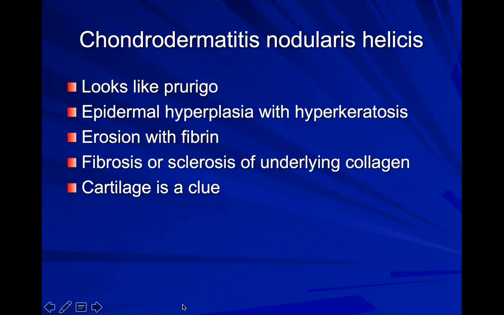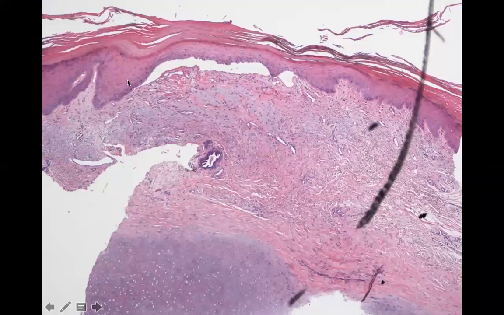If you get a piece of cartilage, that's a clue. So here you have this thickening, right? A little bit of a thickened epidermis, hyperkeratosis, that's sort of like your prurigo type change. And even though you don't see the erosion in this particular section, if you leveled it, you would see it eventually because you have fibrin here.